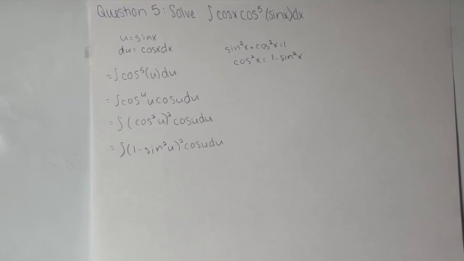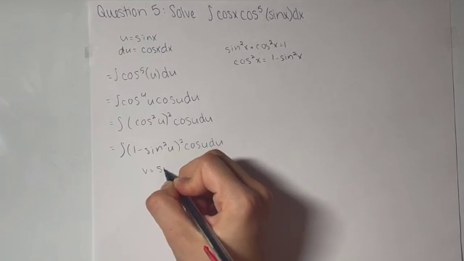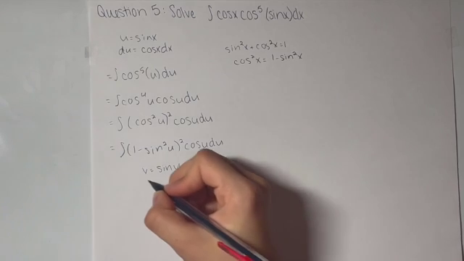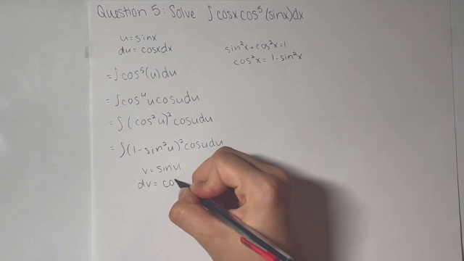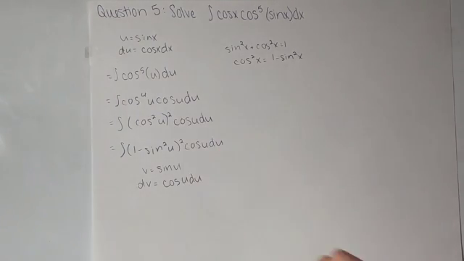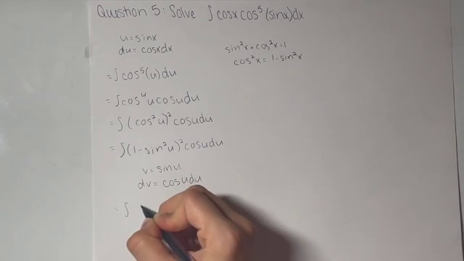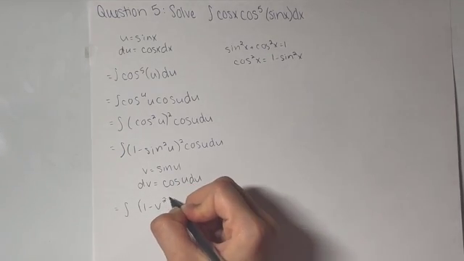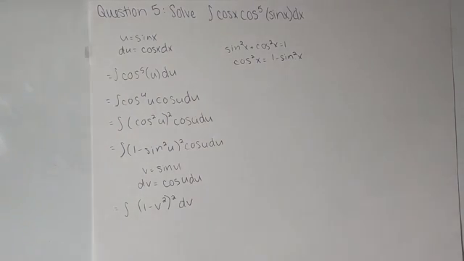From here we can do another substitution, and we can use v. We can claim that v is equal to sine of u, giving our dv to be equal to cosine u du. Plugging v into our integral, we now have the integral of 1 minus v squared, squared, dv.